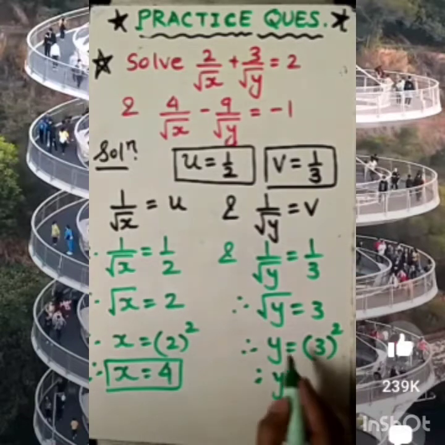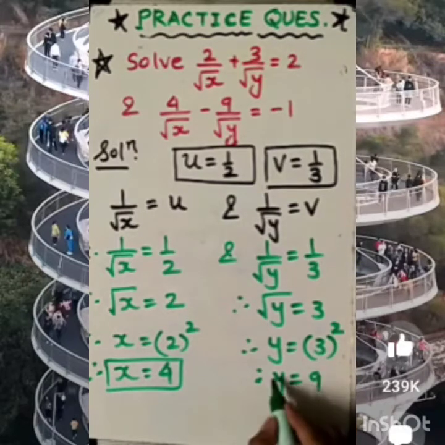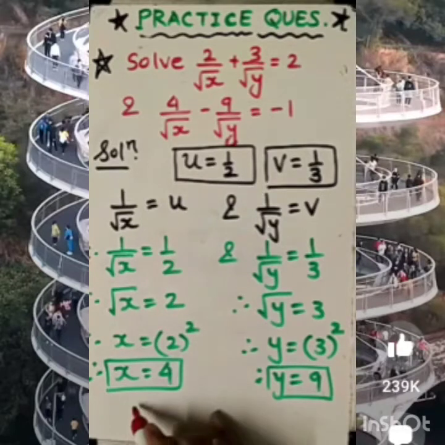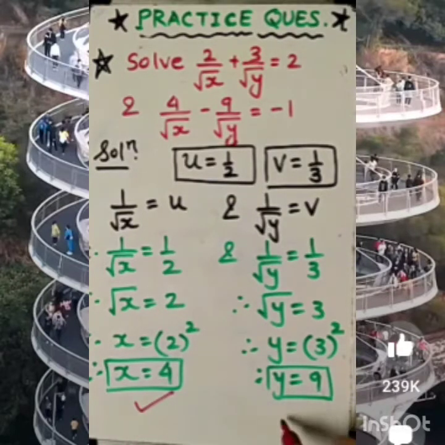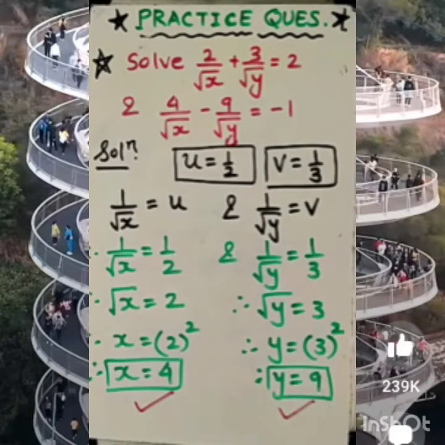Therefore this square root will go to this side, so it will become square. So we know 3 square will be 3 into 3, 9. So the final answer, as we want to find the variable value, is x equal to 4 and y equal to 9, that is the solution of these two given linear equations.